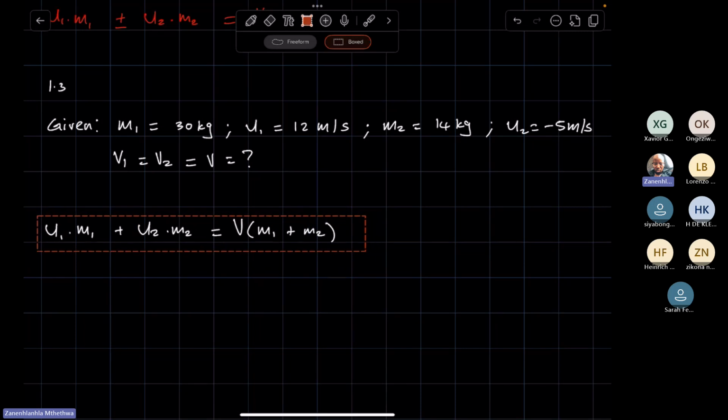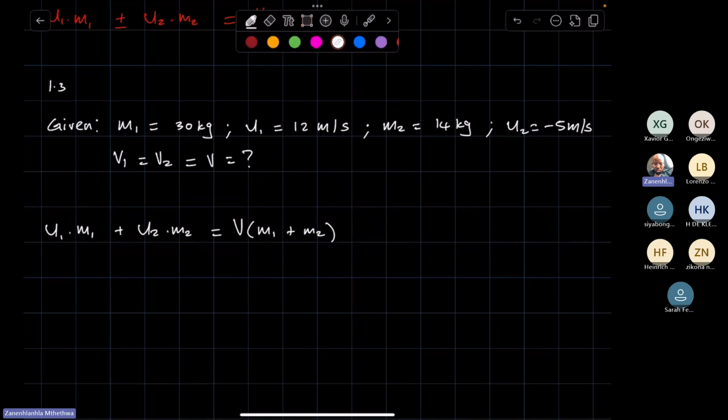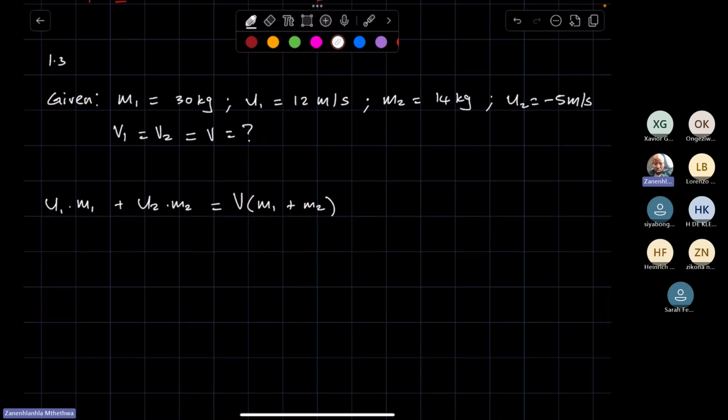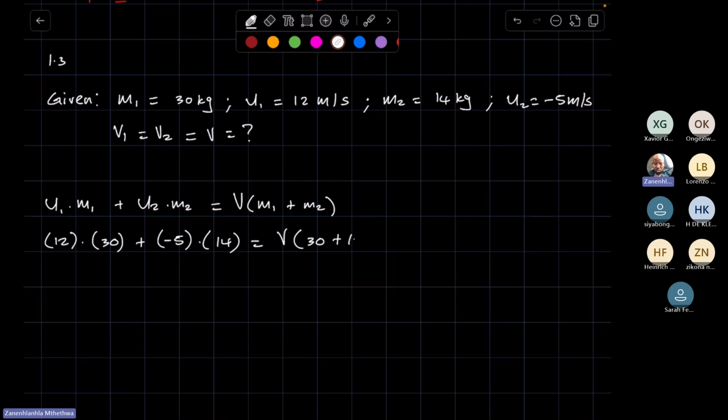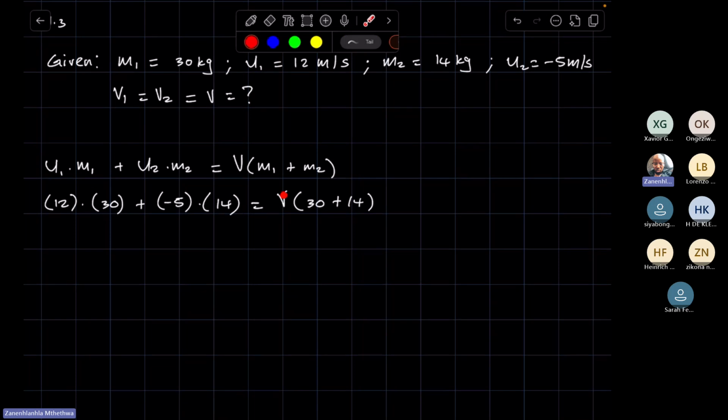So we've already established that this is the case. Now you substitute. u1 is positive 12, m1 is 30, plus u2 is negative 5, m2 is 14, is equal to v times m1, which is 30, plus m2, which is 14. We are obviously looking for v.